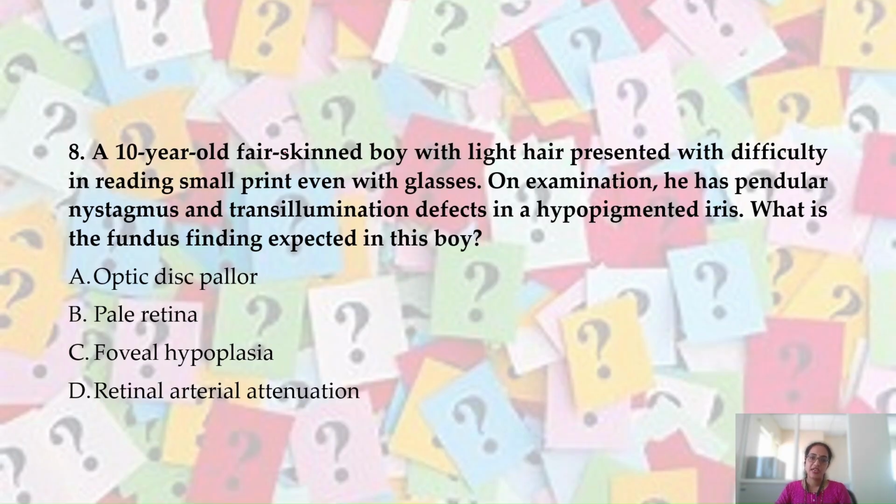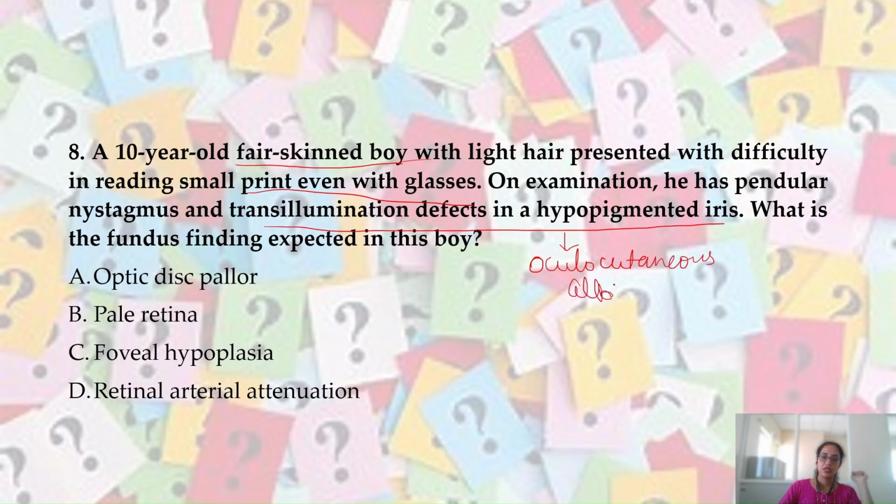A 10-year-old fair-skinned boy with light hair presented with difficulty in reading small print even with glasses. There are a few clues in here. We are saying a fair skin boy, light hair, so there is pigment absent from the skin as well as the hair. He has a problem with near vision also. On examination, he has pendular nystagmus and transillumination defects in a hypopigmented iris. So this line is a giveaway and it tells you that we are dealing with oculocutaneous albinism.